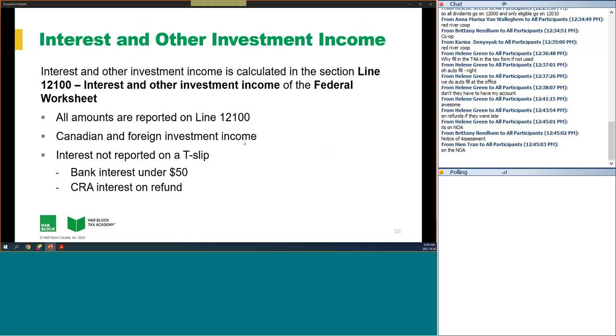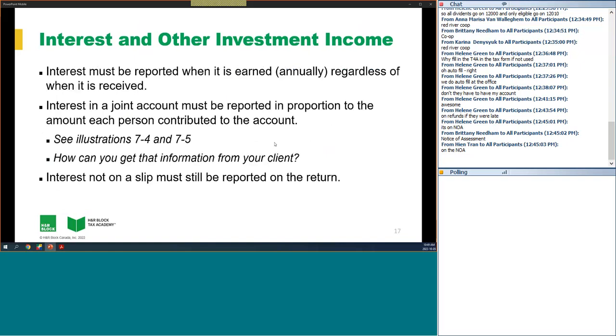A couple more rules about interest. It must be reported when it is earned, regardless of when it is received. Again, that is particularly important when we're talking about GICs, because you may have a locked-in period where you can't take your money out for 5 years, but it's earning interest every year. You have to report the interest every year.